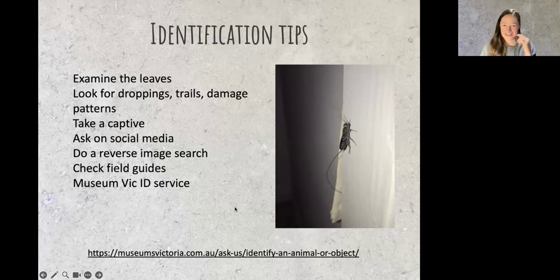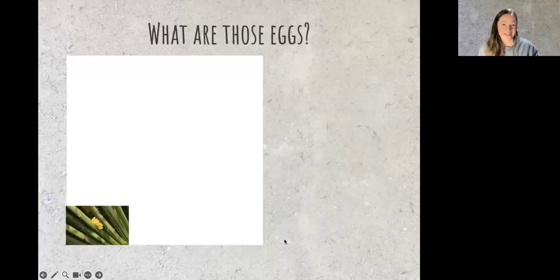So there's a range of ID methods that you could use to try to identify something that you're not sure about. The other thing is you can go out at night. So if we come back to those eggs, and there were a few guesses in the chat.